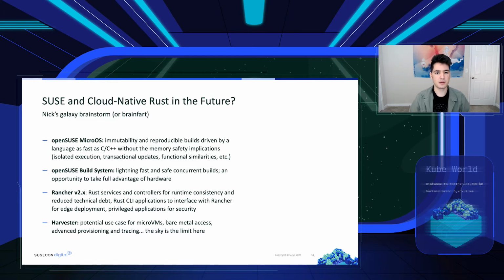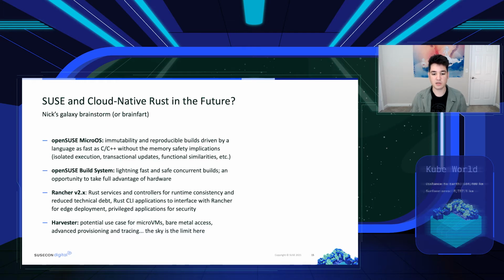However, augmenting the system with perhaps Rust applications and services installed via the Cluster Explorer UI is a huge use case I could see for Rust, as well as things like edge deployment and privileged applications for security, augmenting the existing Rancher ecosystem. Harvester, out of these 4, is perhaps where I could see Rust have the most use cases.